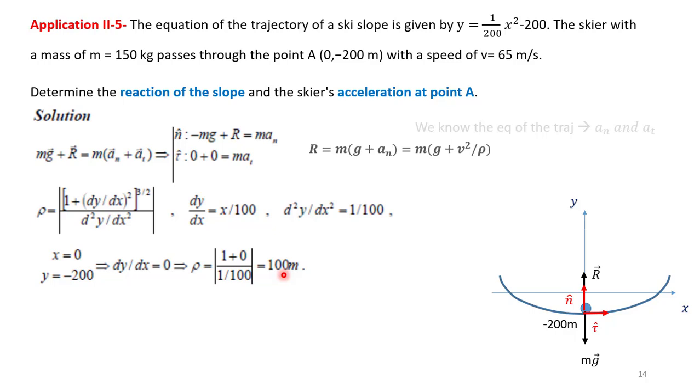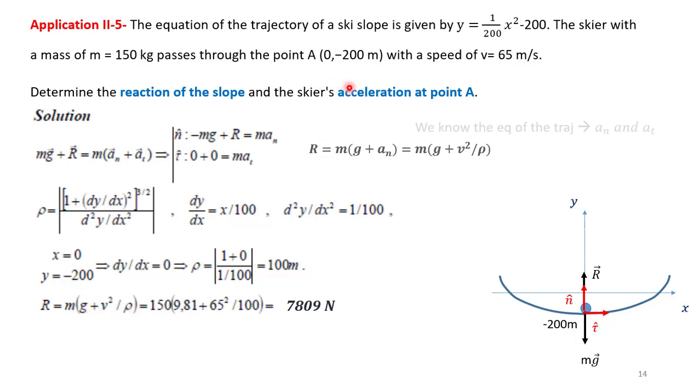Why did we find rho? Rho is important to find the normal acceleration, because the normal acceleration is equal to v squared over rho. Okay, we have calculated rho, we know what is g, we know the mass of the skier, and v squared. What is v? V is equal to 65 meters per second. So we can easily find the reaction of the slope by substituting each term with its numerical value.